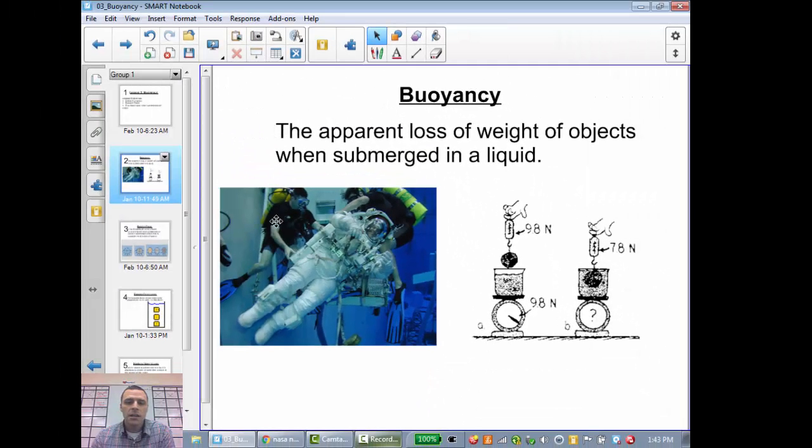Astronauts actually train in a giant swimming pool that they have. It's called a neutral buoyancy lab, and it gives them the appearance of being weightless because there's a buoyant force acting on them. They appear lighter than they are, so they can simulate space.